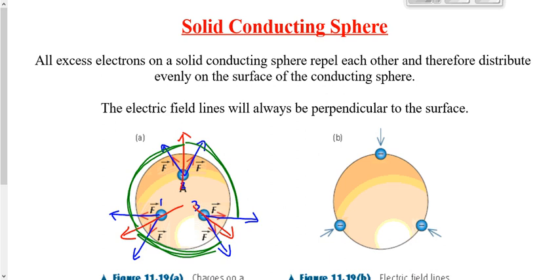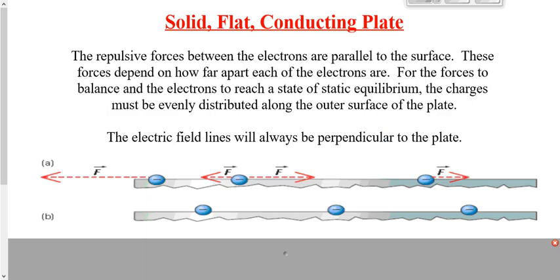Now the second diagram, all it's meant to show us is the electric field. This electron produces an electric field this way. This one produces an electric field this way. This one produces an electric field this way. The net electric field ends up being toward the negatively charged object. And of course, at all points, it's perpendicular to the surface. Now let's take a look at our second shape.